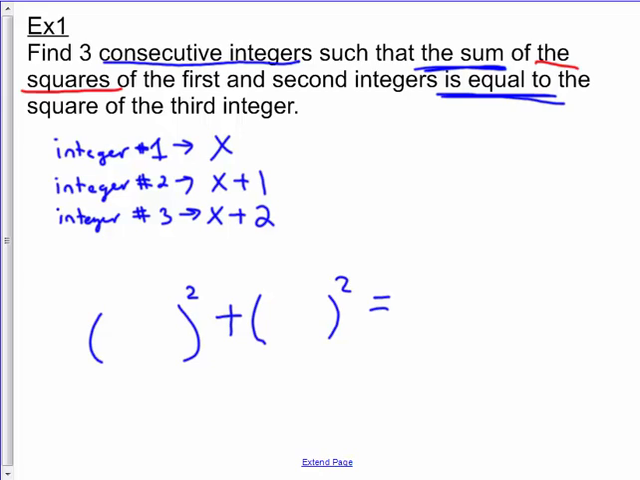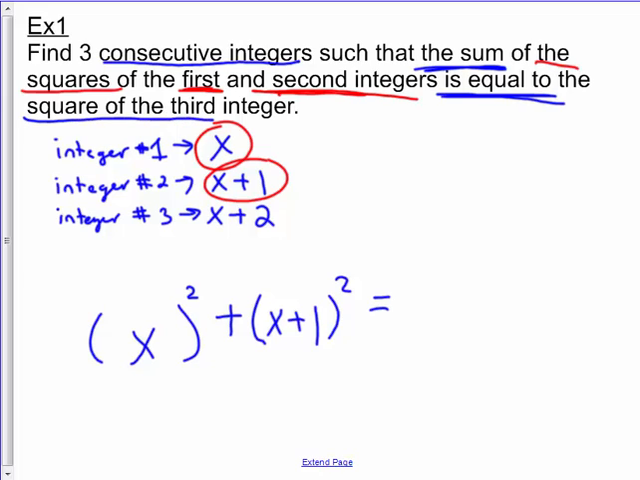And then what things am I squaring? I'm squaring the first and second integers. So which is the first integer? That's x. What's the second integer? x plus 1. So I'm going to have x and x plus 1, and then it's equal to the square of the third one. So that's going to be x plus 2 squared. At this point, now I'm just going to go about solving this.